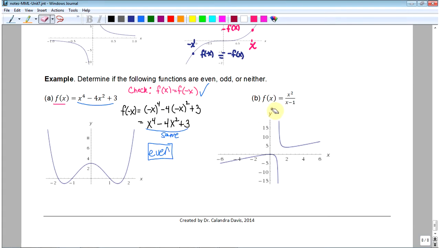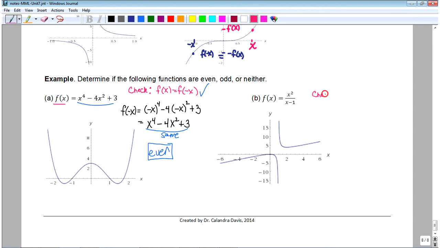Okay, going on to our next graph. Well, we see that this will not be even. The only option would be for it to be odd. But I can see from the graph it's not even odd because it is not symmetric around the origin. It's to the right of the origin. So let's go ahead and check.